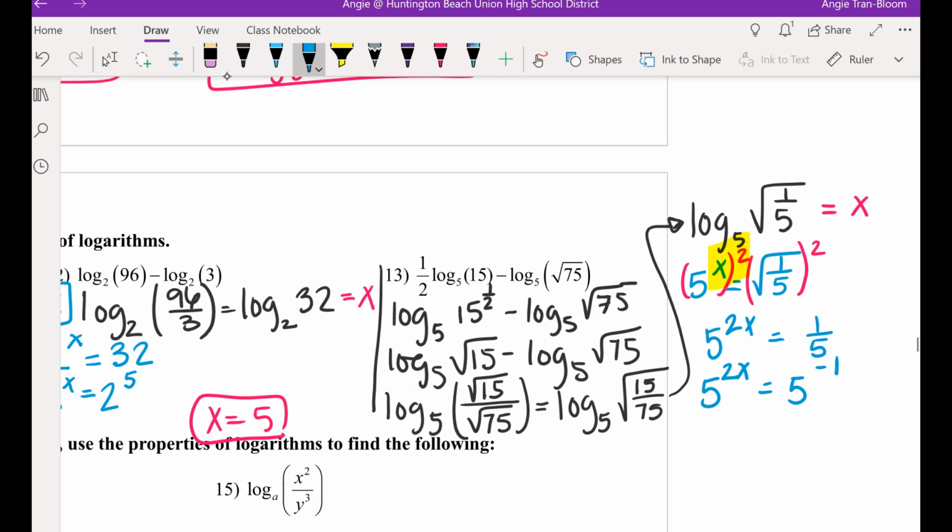Now, check out the bases. Are they the same? Yes, you drop the bases and you solve for x. So x comes out to be a negative what? 1/2. Okay.